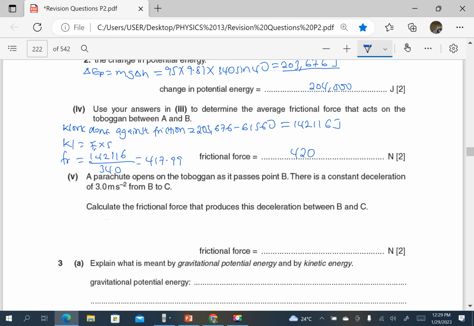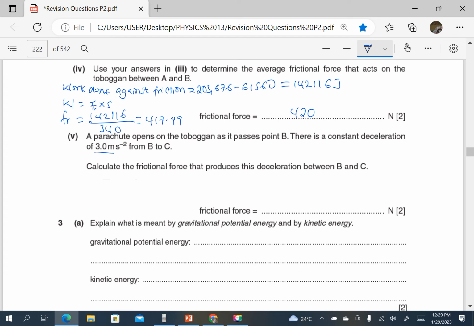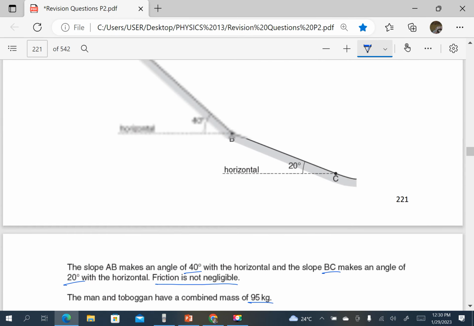A parachute opens on the toboggan as it passes point B. There is a constant deceleration of 3.0 meters per second squared from B to C. Calculate the frictional force that produces this deceleration. Because there is a constant deceleration, the frictional force upwards must be greater than the force downwards. So let's go back to the diagram.